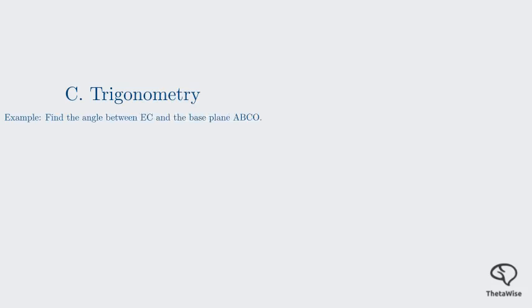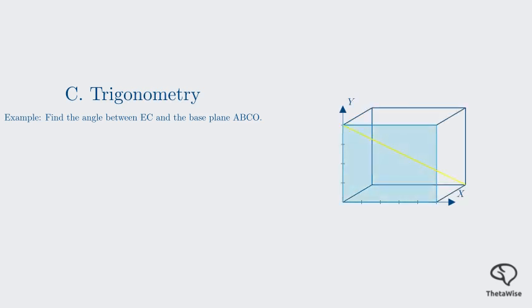Let's find the angle between the line segment EC and the base plane ABCO of this cuboid. The base plane is the floor of the cuboid. The line segment EC starts from the top back corner and goes to the bottom front corner. To find the angle a line makes with a plane, we project the line onto the plane. The projection of EC onto the base is the diagonal AC. The angle we are looking for is the angle between the line EC and its projection AC. This forms a right-angled triangle, ECA, with the right angle at A.